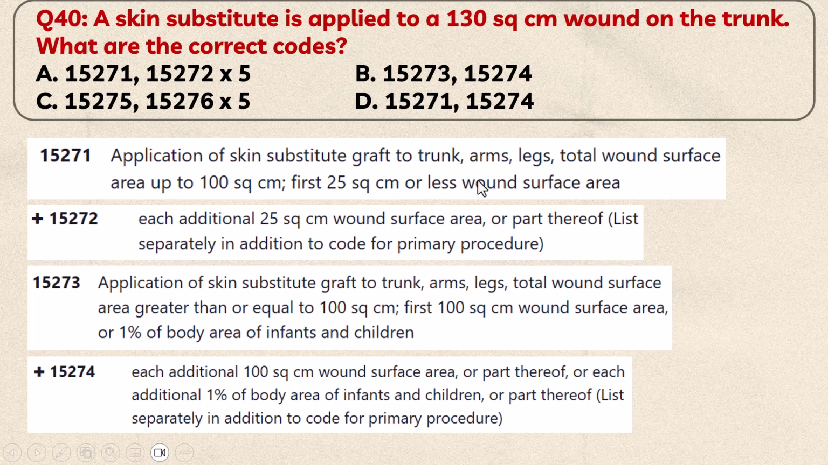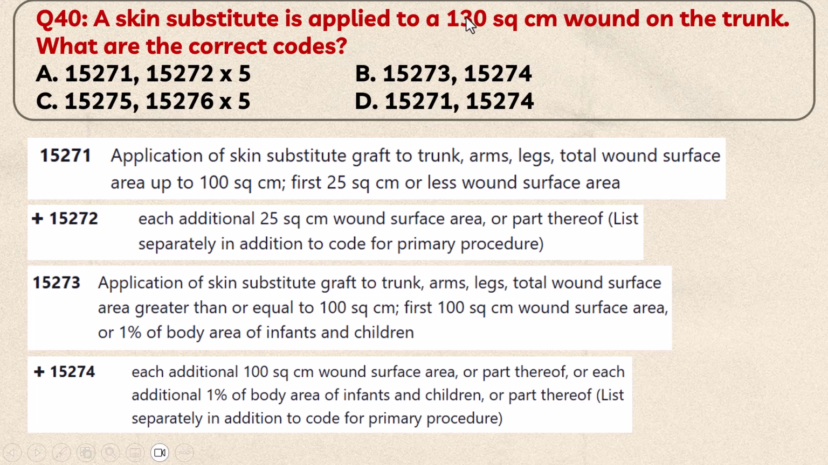So this is a critical code. You have to understand what this means. Up to 100 square centimeter, for the first 25 square centimeter you use this code, then for each additional 25 square centimeter you use the add-on code. For example, if the graft area is 75 square centimeter, that is less than 100. So you use this code for the first 25 square centimeter, and for each additional 25 you use the add-on one. Like that it goes on.